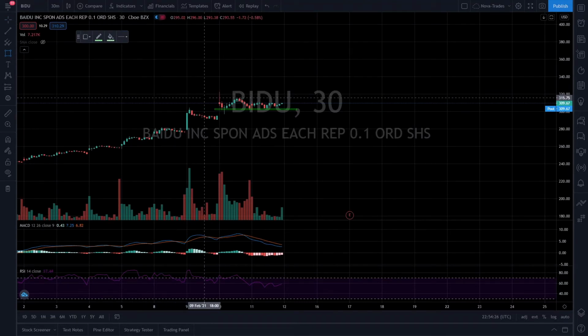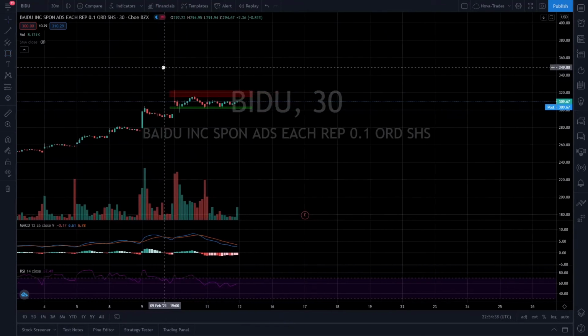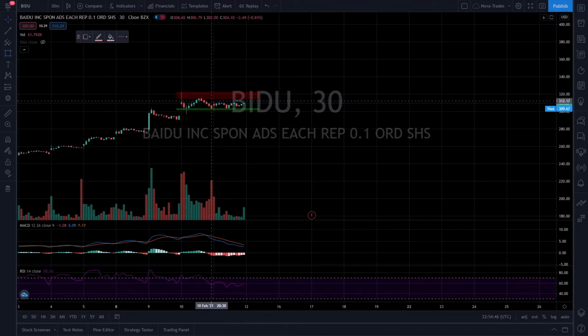So I'm looking at two resistances right now. I'm looking at potentially this right here. Granted, this is a pretty big resistance. I usually don't like to make them that big, but price came up into this area, rejected, tried to go back up into that area and rejected again. So it is a valid resistance.